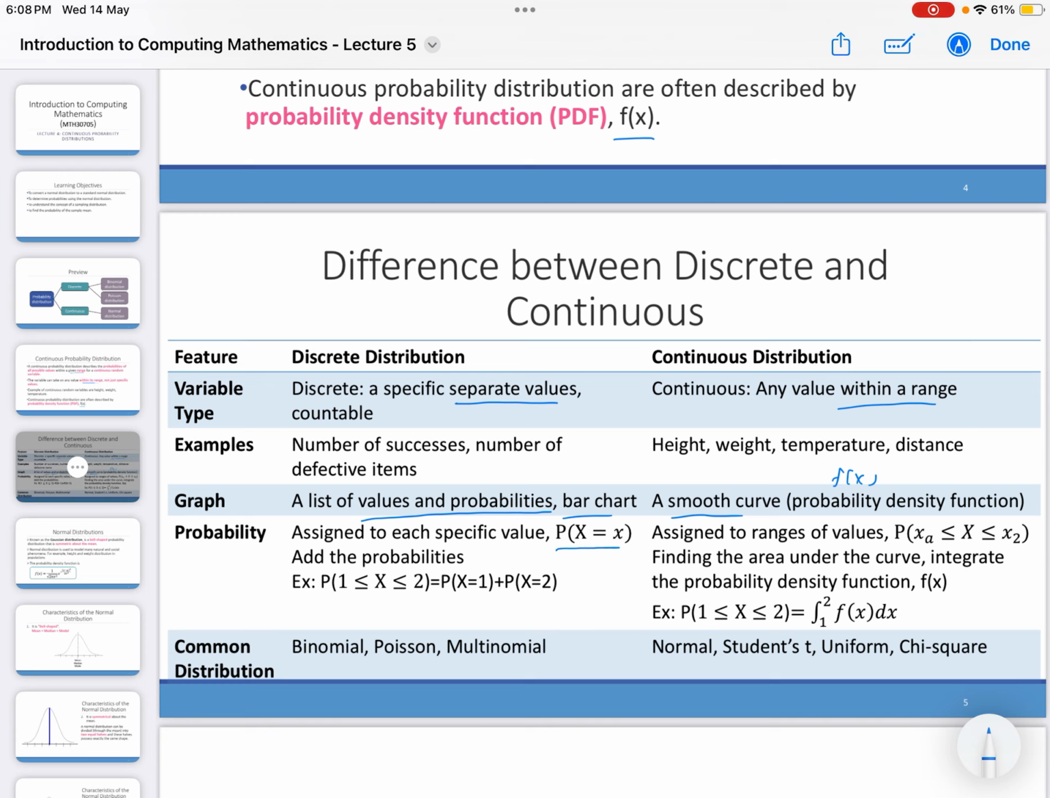Probability of X equals x. For example, if you want to find the probability of X from 1 to 2, this is actually equal to the probability of X equals 1 plus the probability of X equals 2. This is just for example.